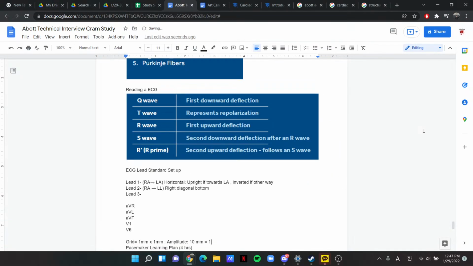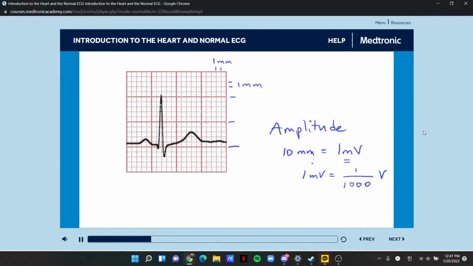But remember, these electrical signals generated by the heart are extremely small, and we have to amplify these signals tremendously in order to see them. The metric system standard is 10 millimeters high for 1 millivolt. That means 1 millimeter is 1/10 of that amplitude. 1 millimeter would be equal to 1/10 of a millivolt.